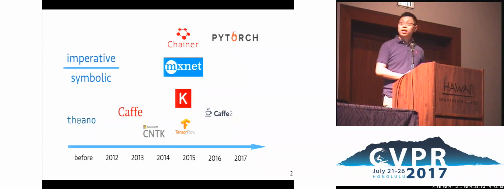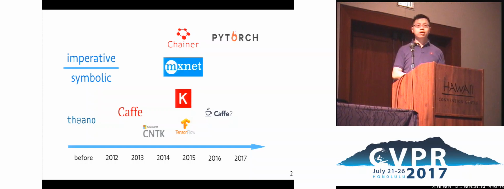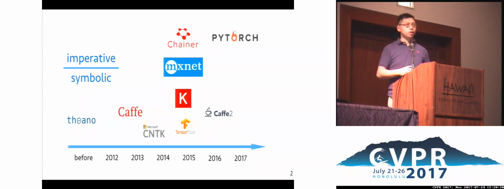So we can roughly classify these frameworks into two categories. The first is the imperative. The second is the symbolic. Imperative is the normal way we write Python programs: we write, execute, and get a result. Symbolic is more like you first define the network, and then you compile it and feed it with data. I'm going to show you the difference between these two in detail in the next slides.